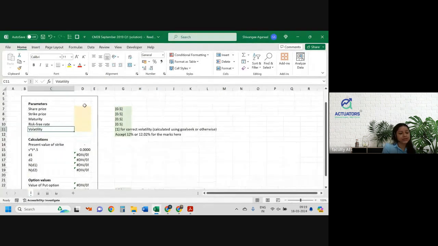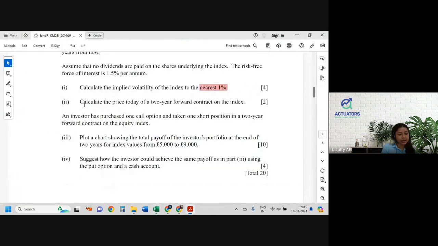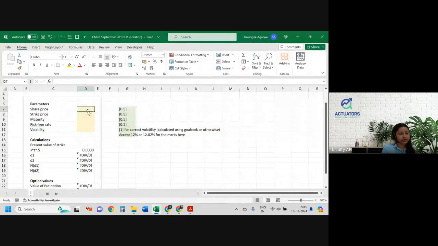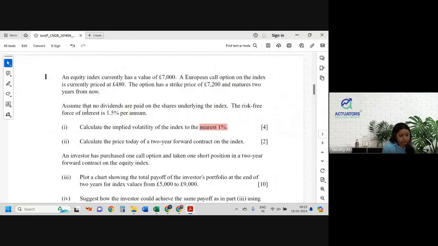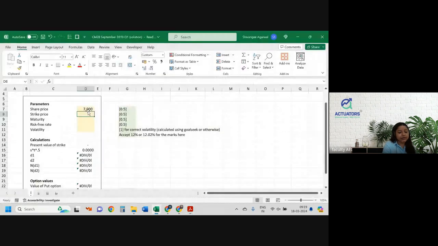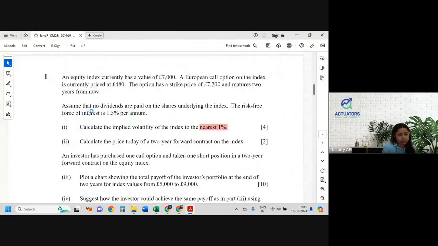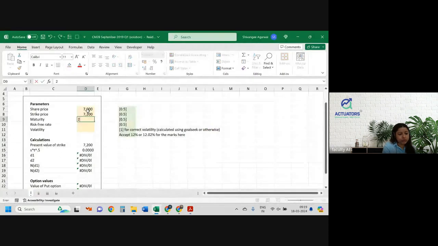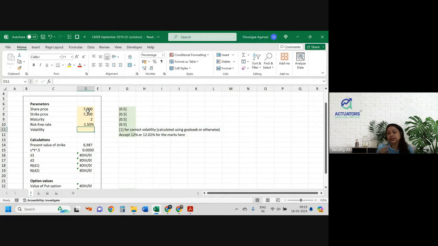So the share price that we have is 7,000. We'll take a share price of 7,000. Strike price is 7,200. Maturity is 2 years from now. Risk-free rate is 1.5. This risk-free rate that they say is the delta. So remember, mostly they will give you delta only in the question. I haven't seen a question where they have given the price and asked you to calculate the delta. So mostly they will give you delta.